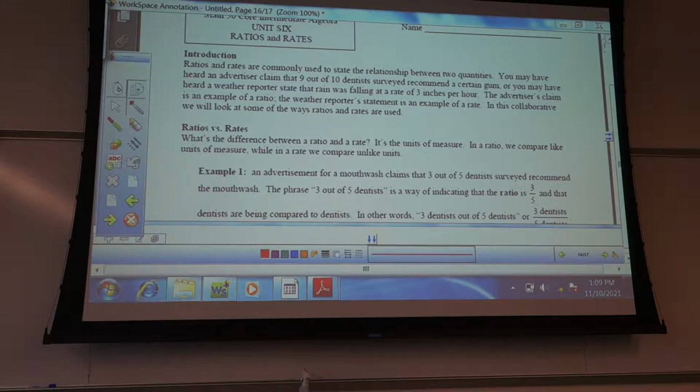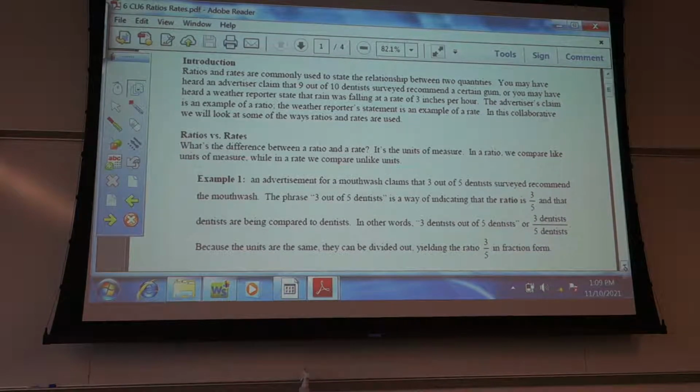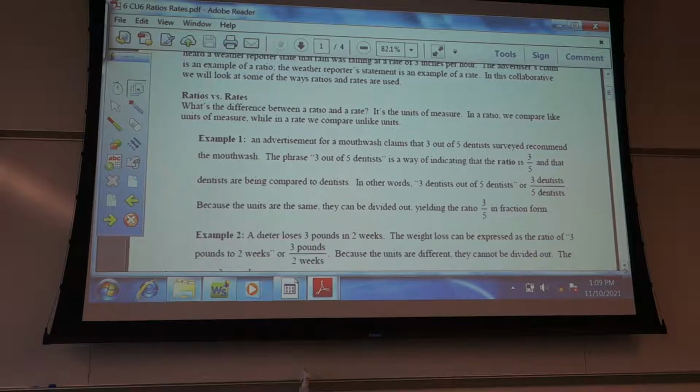What's the difference between a ratio and a rate? It's the units of measure. In a ratio, we compare like units of measure, while in a rate, we compare unlike units.